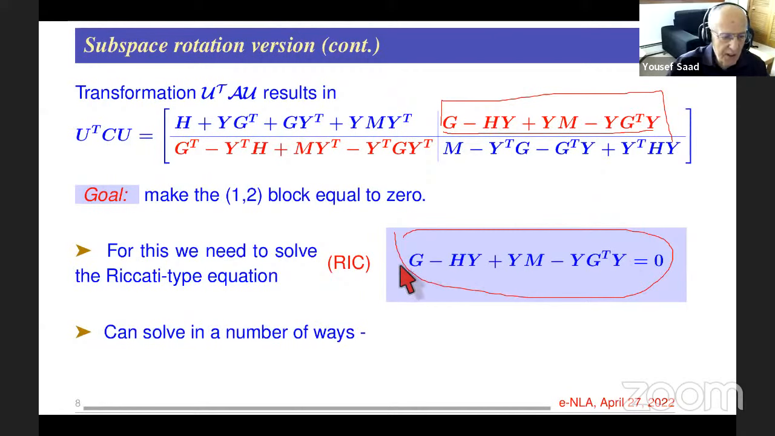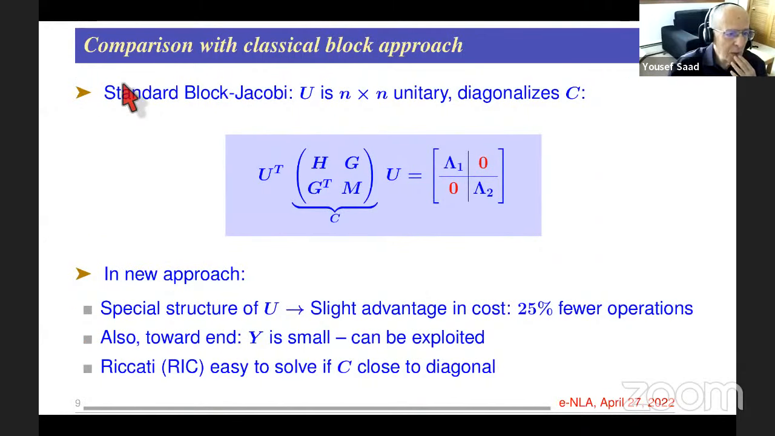And this is an interesting form of the Riccati equation. You may notice that H and M are both symmetric, but they're not of the same size. So the Y matrix here is rectangular. And this matrix here and this one are the same, and they are transposes of each other. So this is a special form. How do we compare this with the classical block-Jacobi? Remember that in the classical block-Jacobi, all I needed is to transform this matrix to diagonal form. So I'm just diagonalizing this matrix, which I call C.